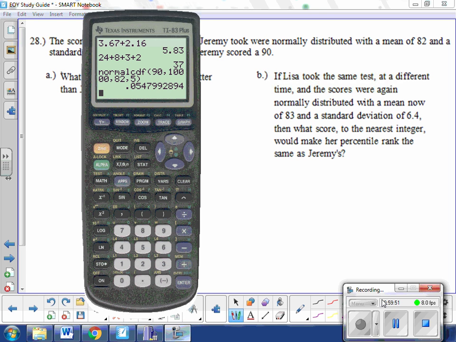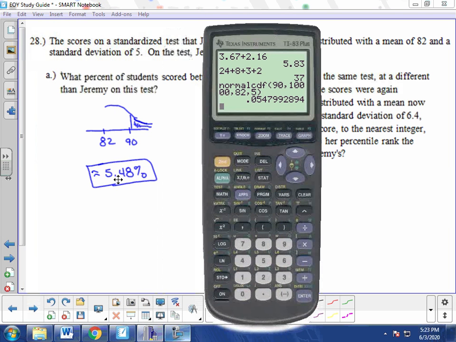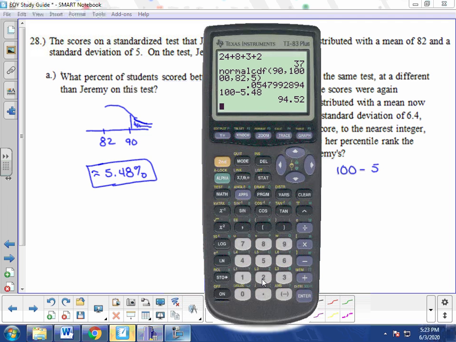So I'm going to show you the quick way to do this here. What we know is that 5.48% of people scored better than Jeremy. So that means 100 minus this value. So 100 minus approximately 5.48 scored worse than he did. So his percentile is the 94.52 percentile.